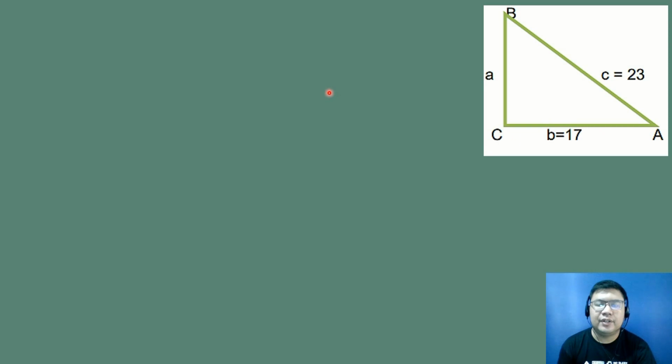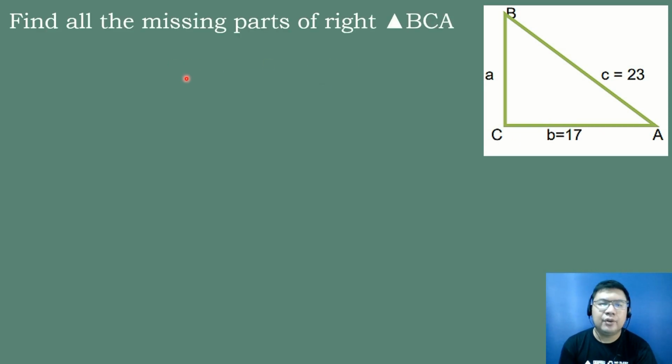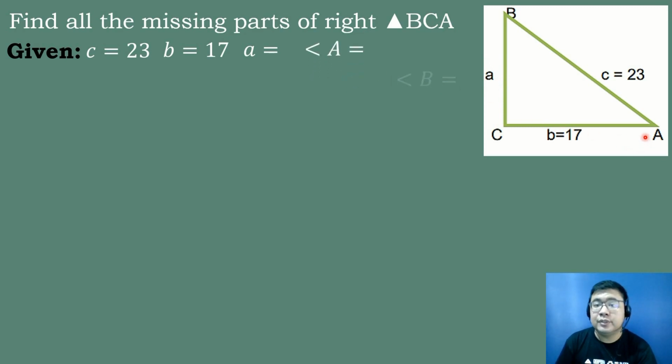So let's have our last example. Find all the missing parts of right triangle BCA. So we have the following given. The measure of the hypotenuse is equal to 23. The measure of side B is equal to 17. And the measure of side A is unknown. The measure of angle A is also unknown. Same goes with angle B.